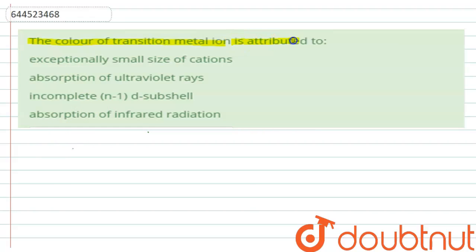Hello students, let us look at the question here, which says that the color of transition metal ion is attributed to, and we have been given 4 options and we need to choose the correct one. In this question we need to explain why some of the transition metal compounds are colored. So the reason is, let me just write it down.